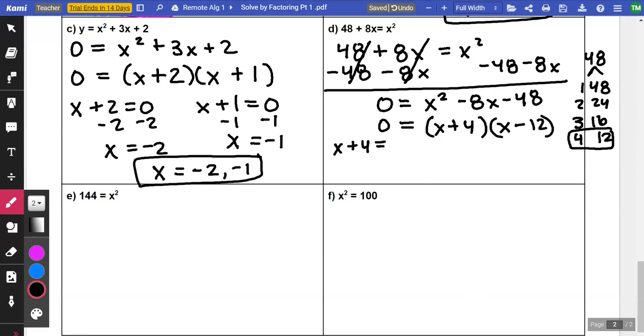Then set each factor equal to 0 and solve for x. So x equals -4 and x equals positive 12. You would subtract 4 from both sides. You would add 12 to both sides. So your final answer should have been x equals -4 and 12.